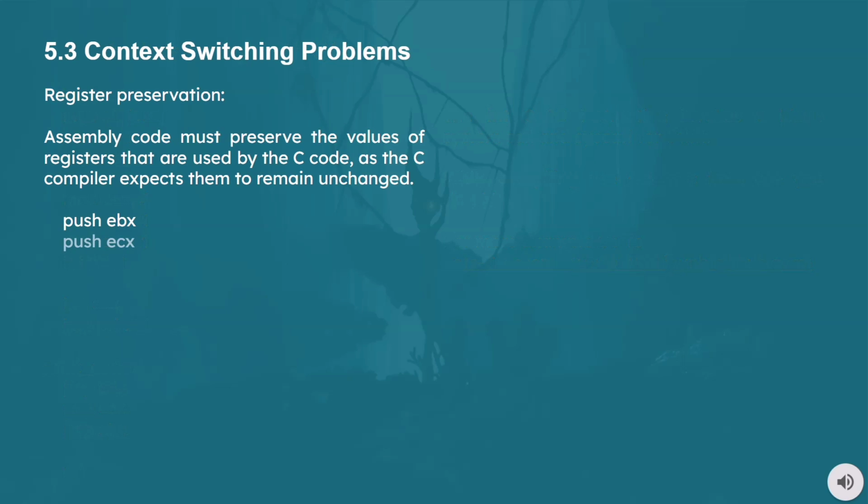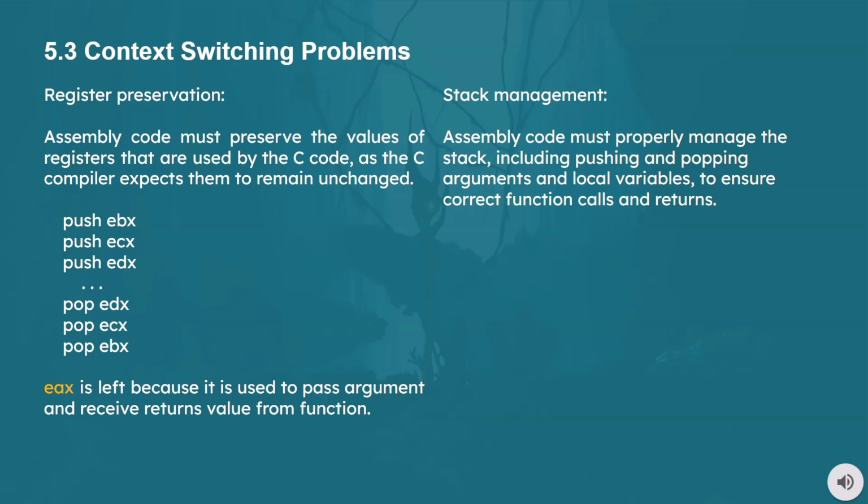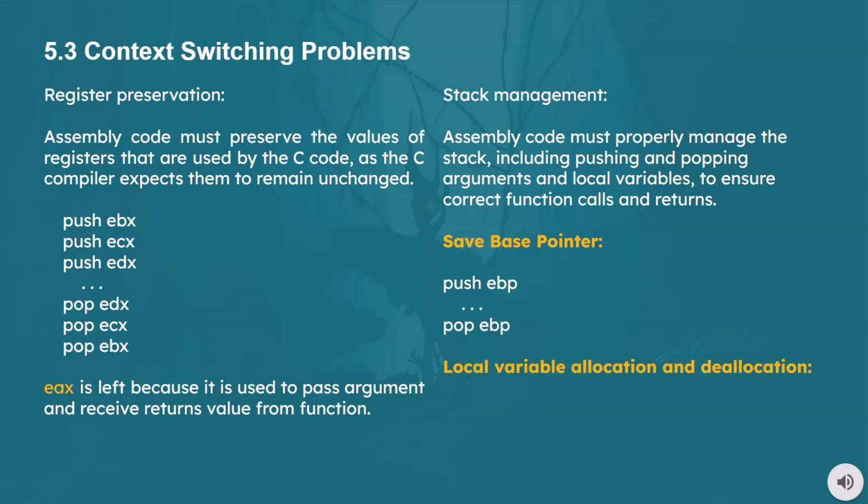The assembly code follows conventions for interoperability with C code by preserving registers EBX, ECX, EDX, managing the stack, saving the base pointer, EBP, and allocating and deallocating local variables to ensure correct function calls, returns, and communication with C code.